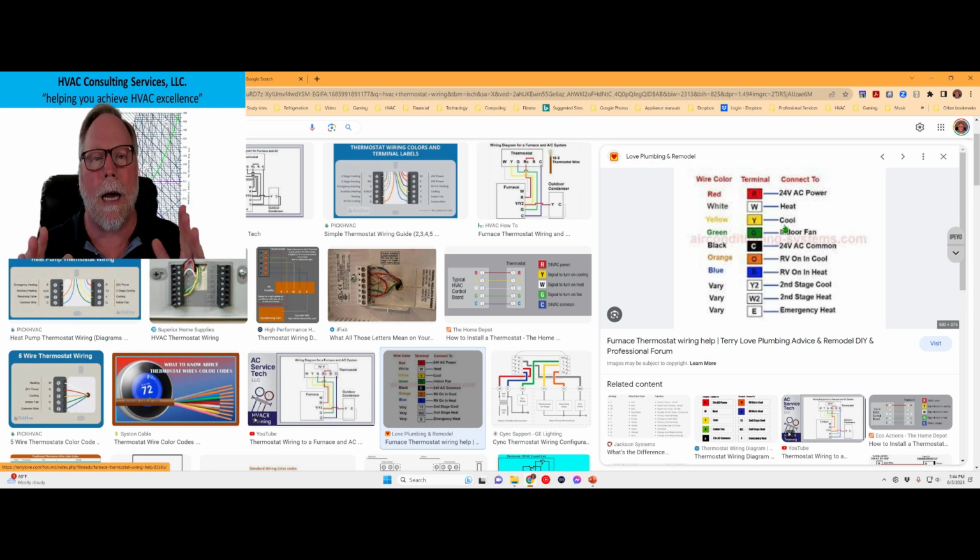The only time a dual fuel setup is going to run a heat pump and a gas furnace at the same time is in defrost. Okay, only in defrost and a dual fuel.